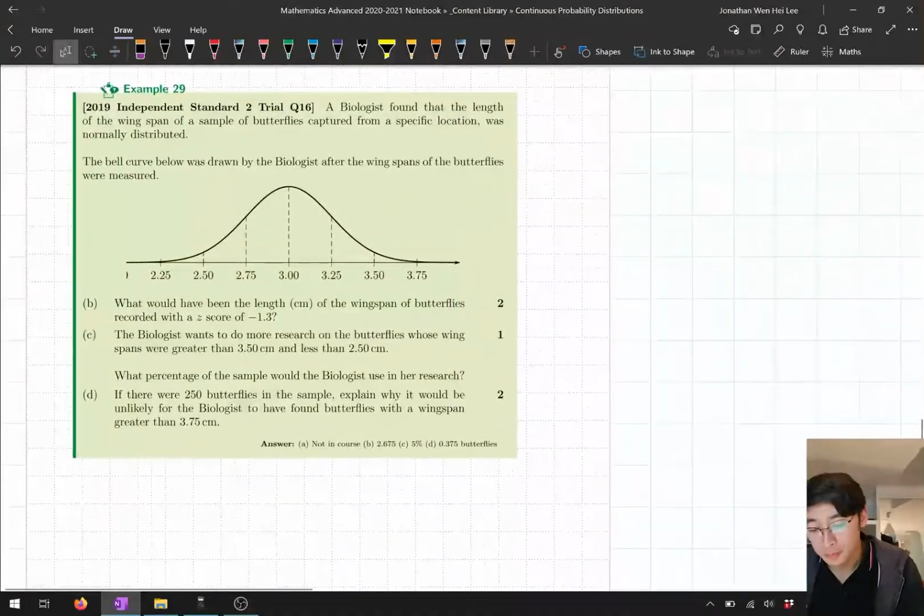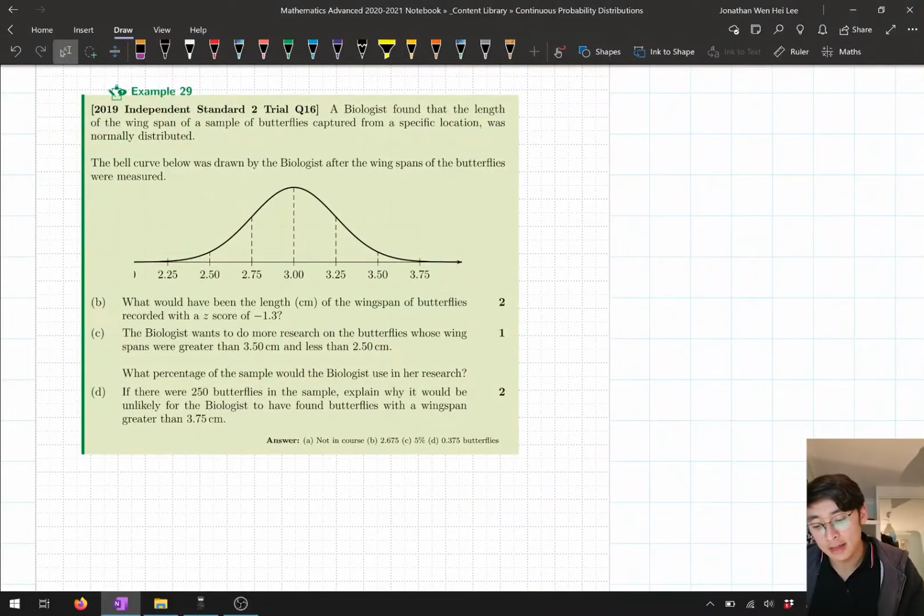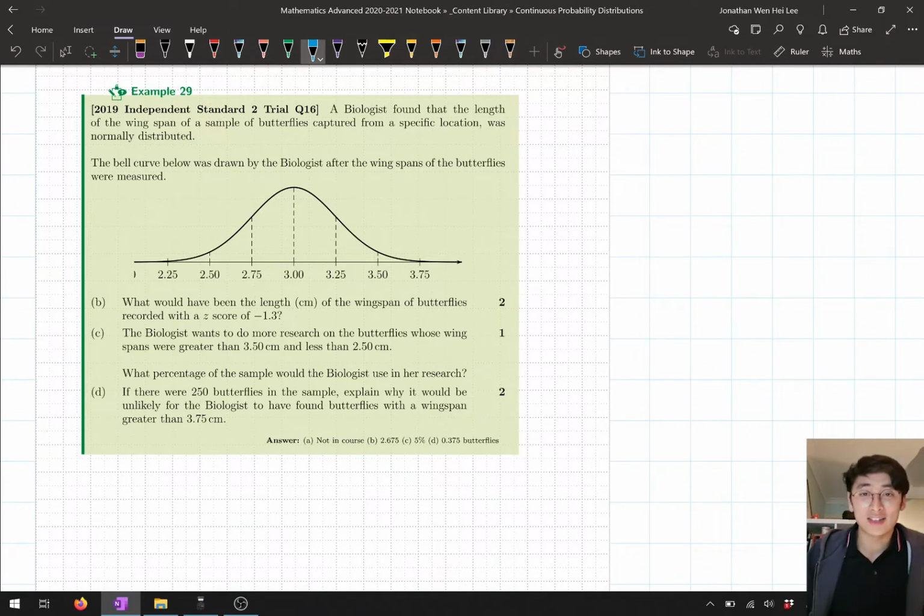Here we go. A biologist found that the length of the wingspan of a sample of butterflies captured from a specific location was normally distributed. The bell curve was shown by the biologist after the wingspan of the butterflies was measured. So here, this is a normal distribution. It's not a standard normal distribution. We aren't centered at 0, and we don't have plus or minus 1s on each side. And so here, this is just a regular normal distribution.